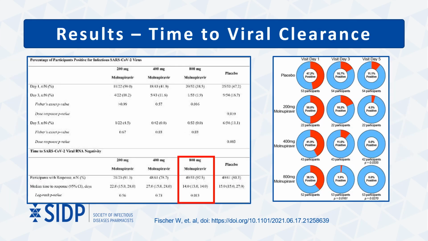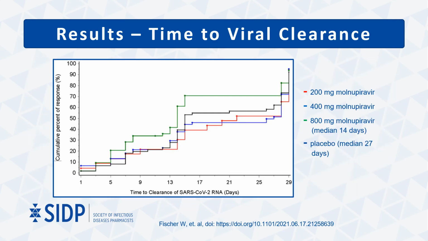With respect to the results, the important thing to point out is that the greatest response rate and the shortest mean time to response were noted in the 800 milligram twice daily group. This group showed the greatest percentage of individuals with response and demonstrated, again, the shortest time to response. Looking at the Kaplan-Meier graph, this highlights that around day 14, you can see the biggest deviation between the treatment groups and placebo, favoring the 800 milligram dosing regimen.